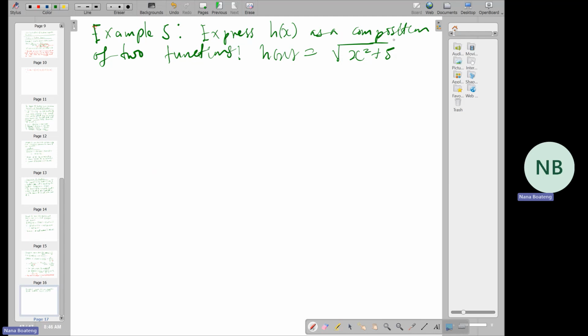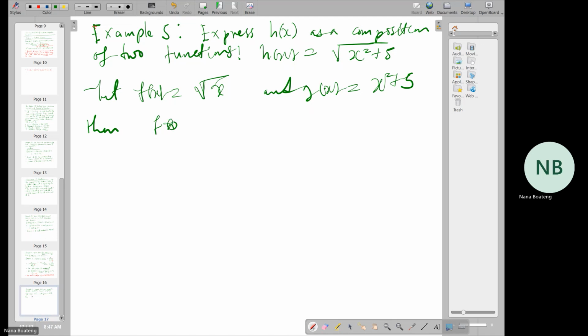So here we have to come up with 2 functions whose composition will result in the square root of x squared plus 5. So if we let f of x be equal to the square root of x and g of x be equal to x squared plus 5, then f of g of x.